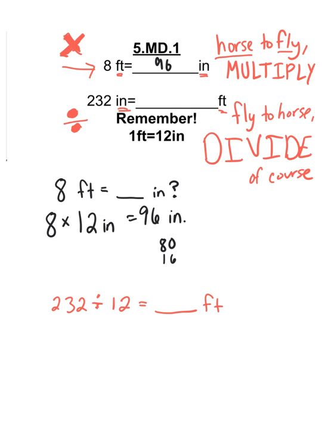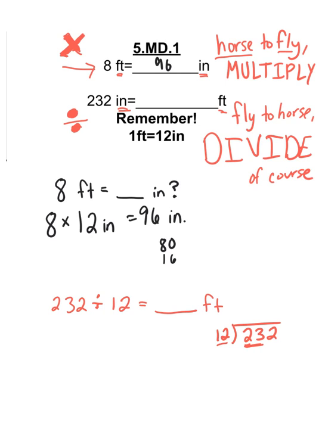Okay, so let's go ahead and divide. 232 divided by 12. Now, I'm curious. I don't know how many of you are comfortable dividing like this. The way I would do this is I would say, okay, how many times does 12 go into 2? I can't do it without getting a fraction or a decimal. So then I say, how many times does 12 go into 23?